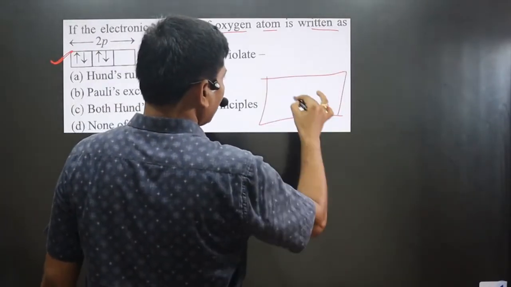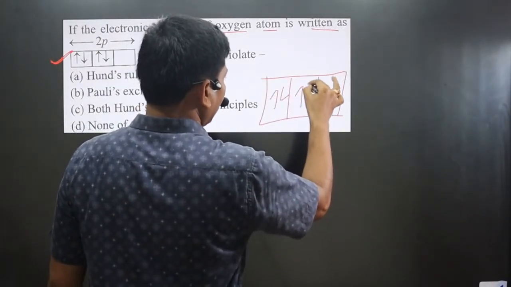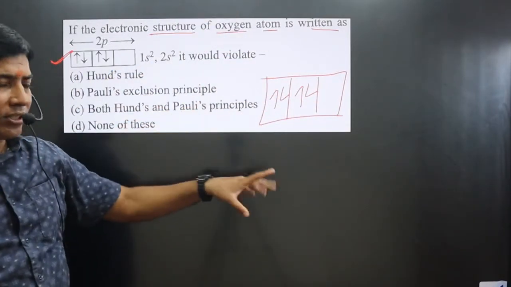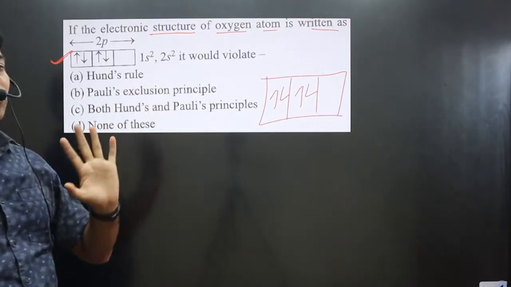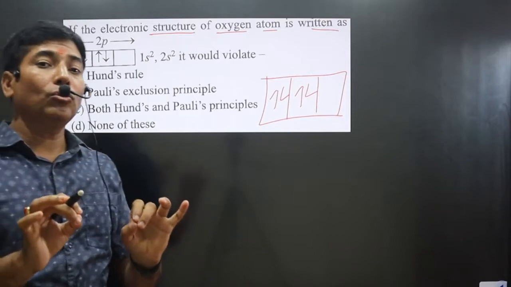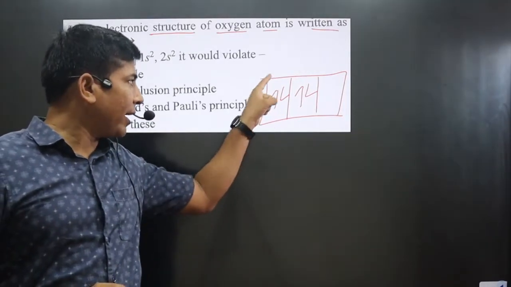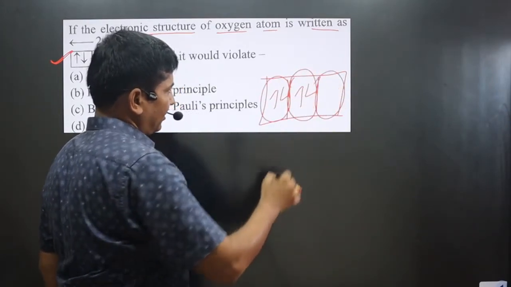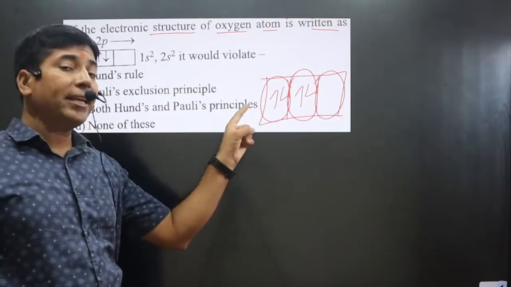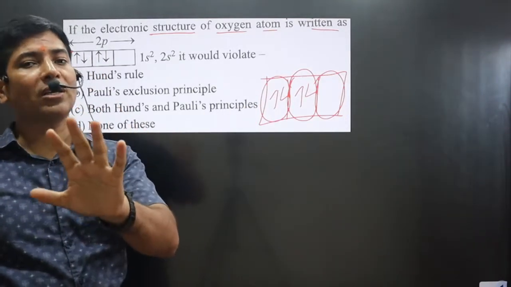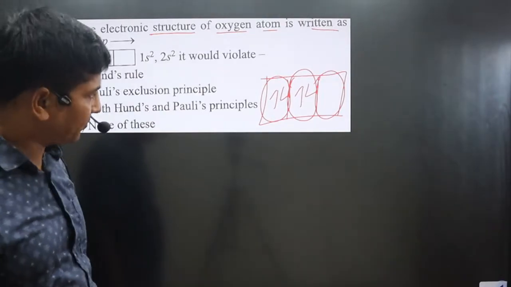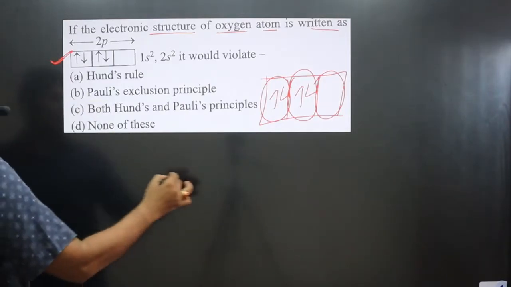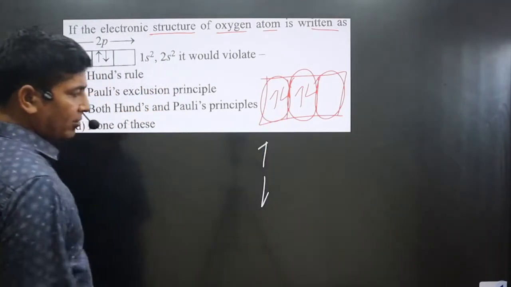In the orbital notation we have paired electrons, where one spin is going in the upward direction and another is going in the downward direction. If we apply the Pauli exclusion principle, it says no two electrons in an orbital can have all four quantum numbers the same. This is one orbital, this is the second orbital, this is the third orbital. But here one spin goes upward and the other goes downward.